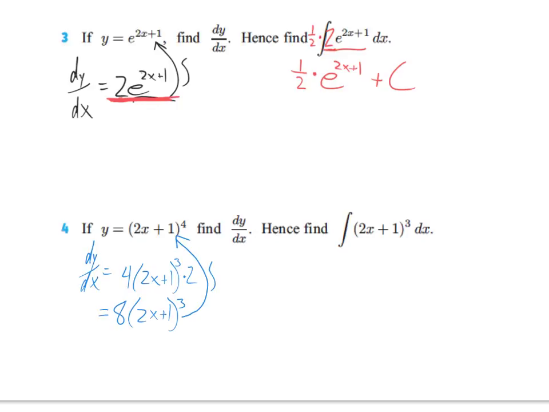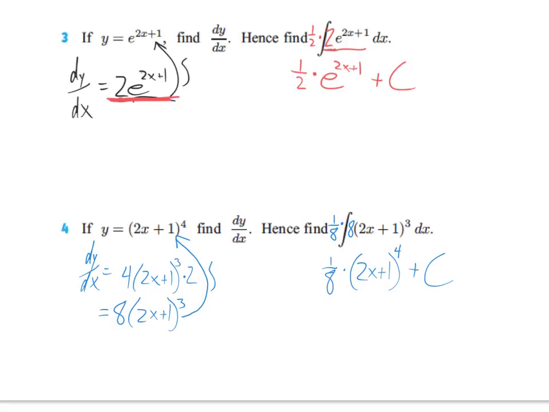So, I need to put an 8 there, times (2x plus 1) cubed, and then a 1/8 on the outside. So then the answer is 1/8 times (2x plus 1) to the third. Not to the third. To the fourth. Yes, to the fourth, plus c.